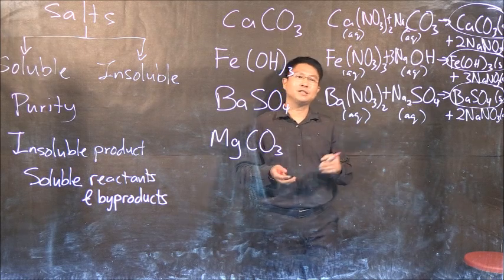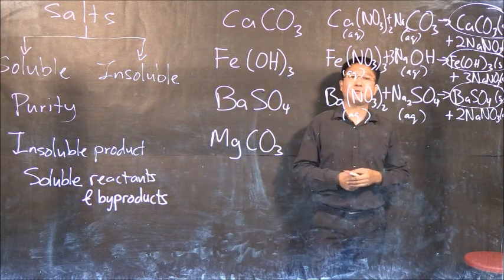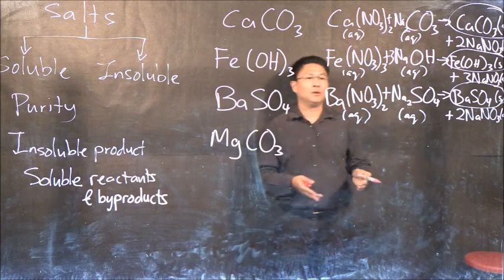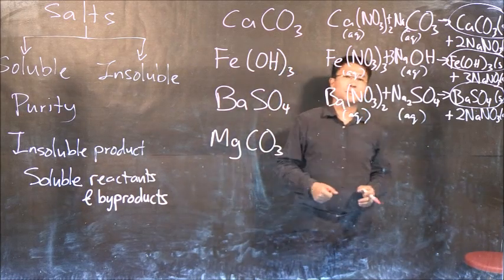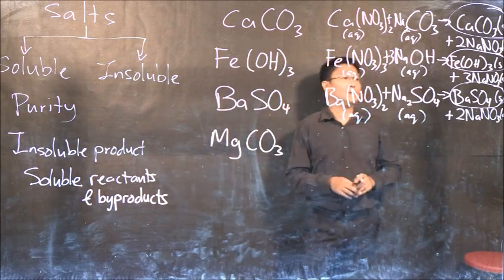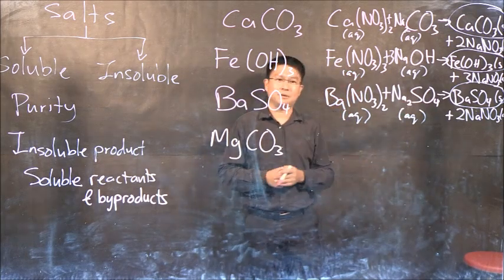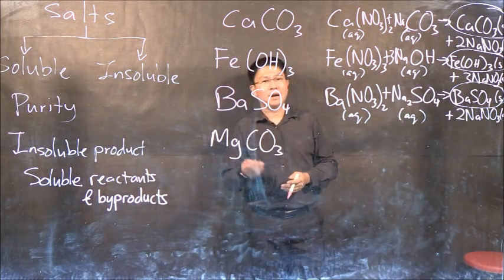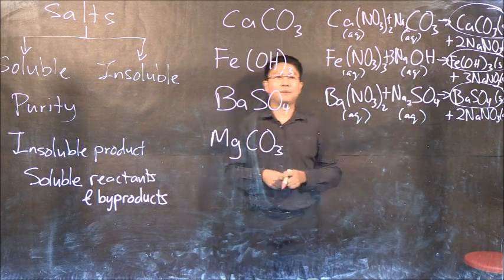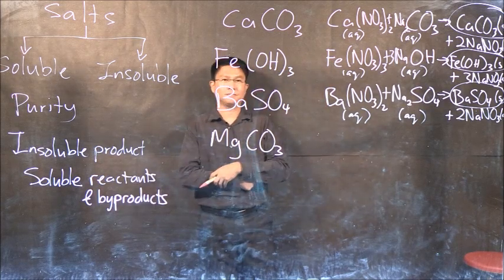These classes of reactions are called precipitation type reactions, in which when two soluble compounds are added together, there's an insoluble salt that comes out. Now, I would like you to try magnesium carbonate by yourself.